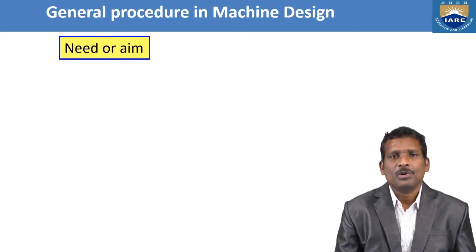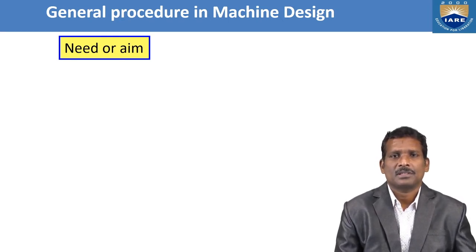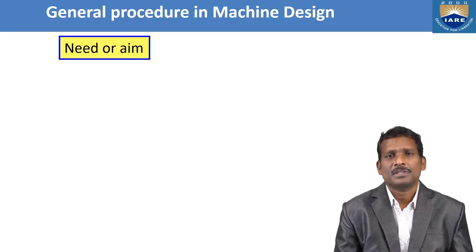Next, the important thing in mission design is the general procedure. What is the procedure in mission design? Which procedure do you have to follow? There are some basic steps, and I will explain them one by one. The first step is need or aim. What is the need of your design? It should be useful to society.